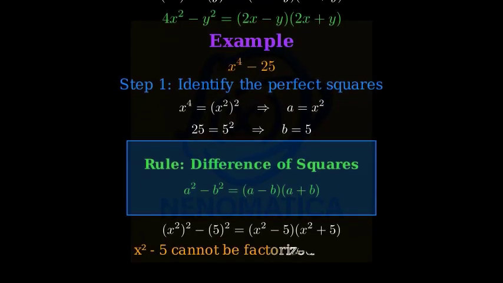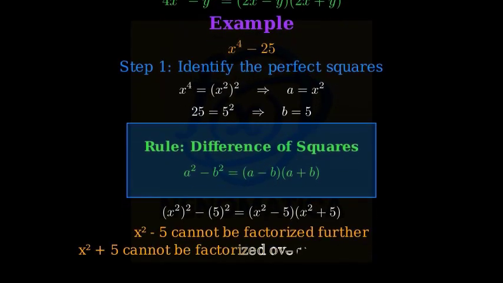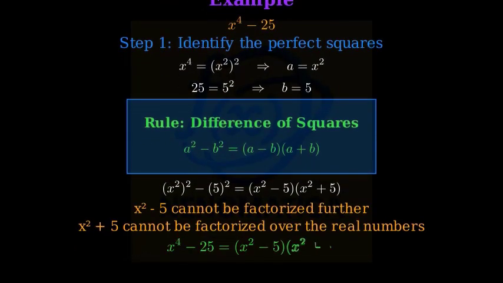But wait, we're not done yet. The first factor, x squared minus 5, doesn't factorize further because 5 is not a perfect square. However, the second factor, x squared plus 5, also cannot be factorized further over the real numbers because it's a sum of squares. Therefore, our final factorization is x to the fourth power minus 25 equals x squared minus 5 times x squared plus 5.